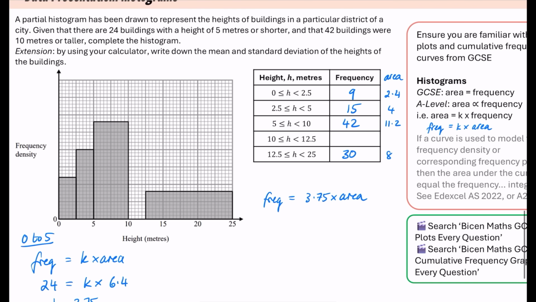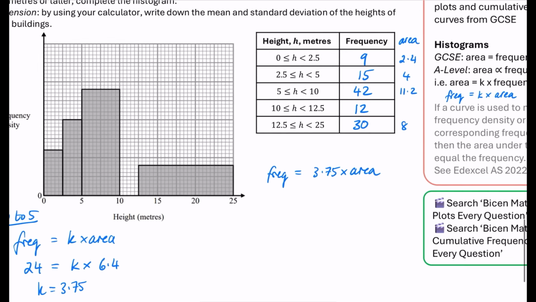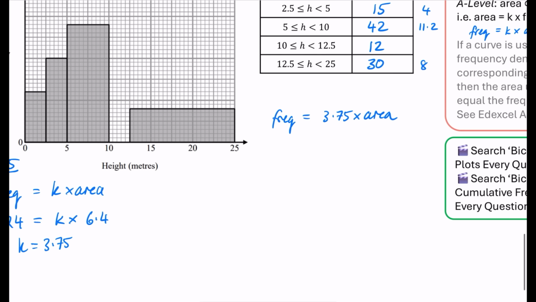So I can't finish the histogram yet because I don't know actually what this frequency is, but it does tell me something, right? It says 42 buildings with 10 meters or taller. So that means these two things must be 42, which means this must be 12. So I now just need to figure out what the area is going to be.